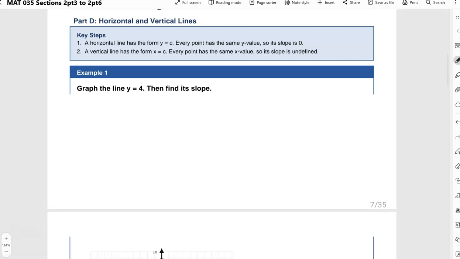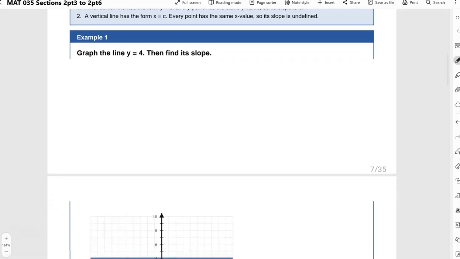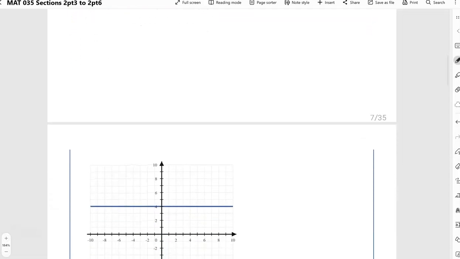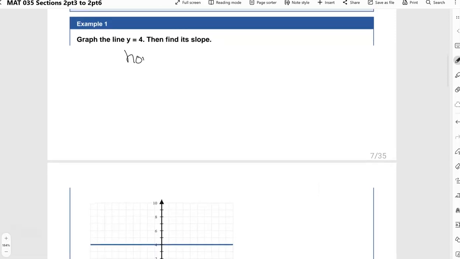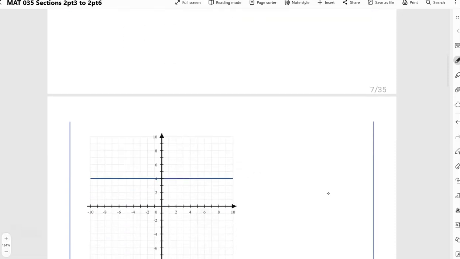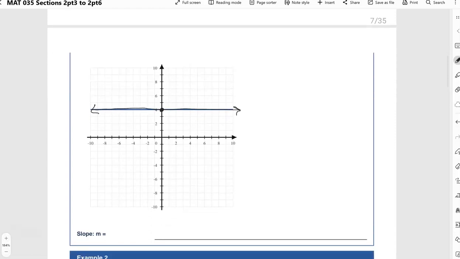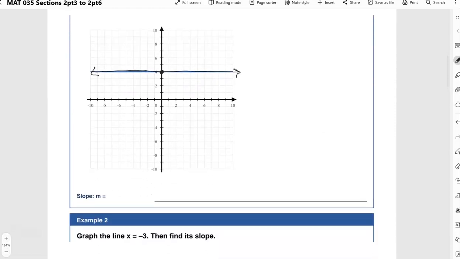Now let's talk about horizontal and vertical lines. If we want to graph the line y = 4, y = 4 is a horizontal line. And for a horizontal line, the slope is always going to be 0. So to graph that, I would go up 4, make my point, and then I would just graph my line. This one actually graphed for us. Slope is going to be 0.